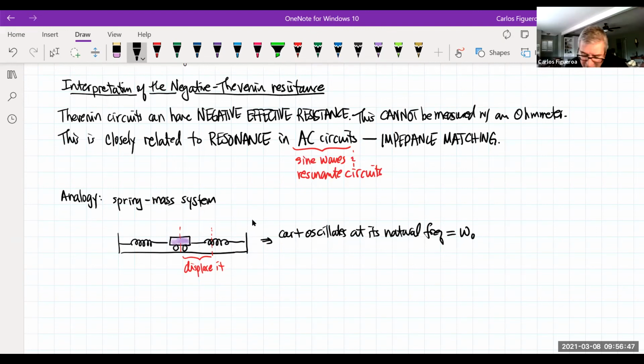So what I'm going to do now is a very similar thing here, but I'm going to modify this. The way I modify this is that I take my cart again, and what I'm going to do this time is attach it to an oscillator.